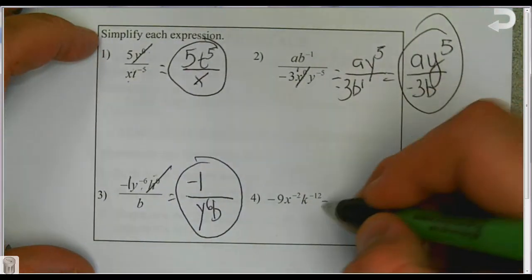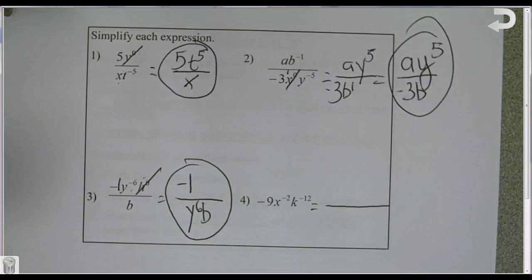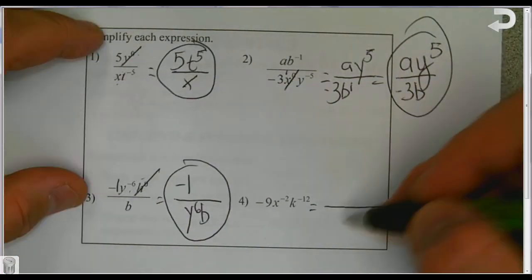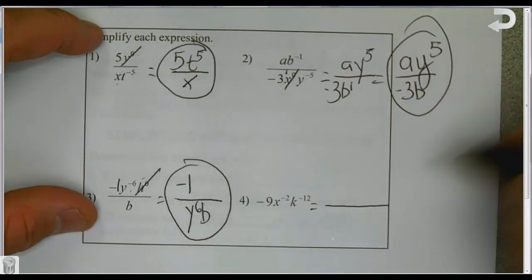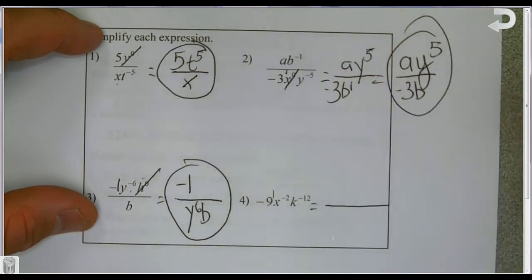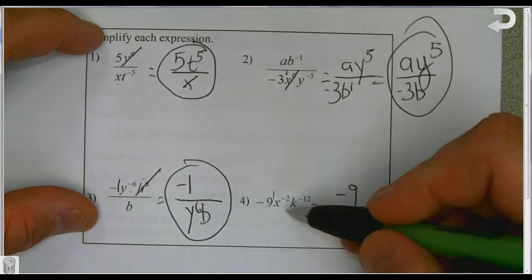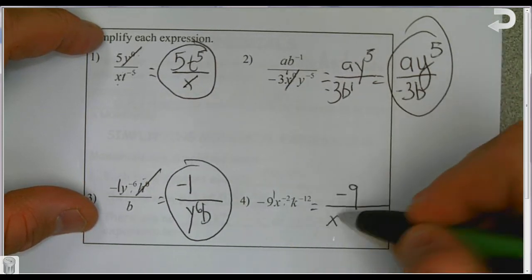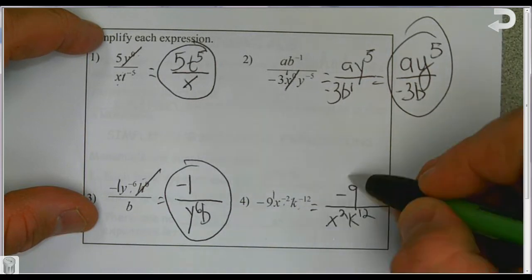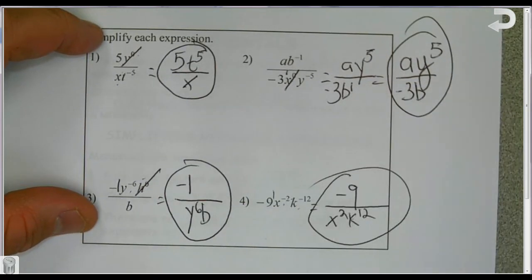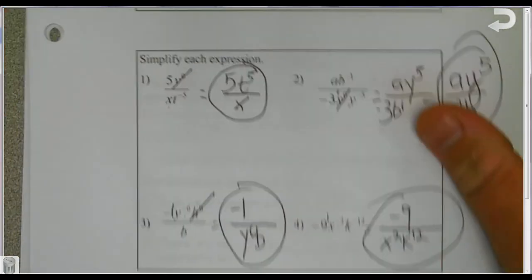And finally, number 4. Why did I write a fraction bar? Well, because even if nothing ends up going to the bottom, it's still going to be over 1, and then I can reduce it and come back to it later. But we know something's going to the bottom. Negative 9 is to the first power. It stays on the top. X to the negative squared goes to the bottom. K to the negative 12th goes to the bottom. And it's simplified.